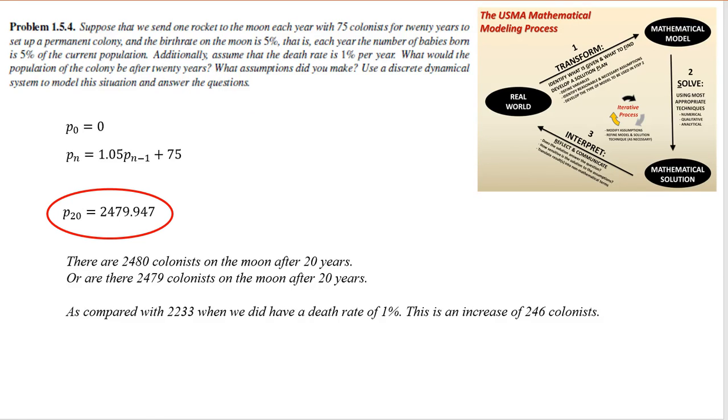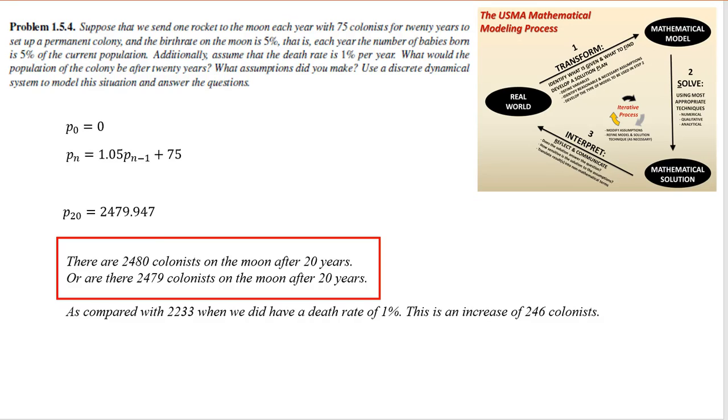But let's interpret this. In the context of the problem, what does that mean? That can mean there are 2,480 colonists on the moon after 20 years. Or does that mean that there are 2,479 colonists on the moon? Think about the difference between rounding up and rounding down in this case. Are both appropriate?